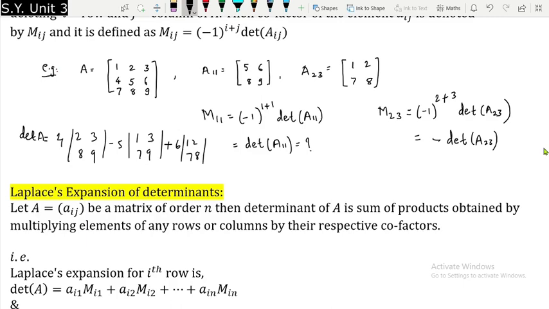I have deleted a second row and third column. So you do the calculations and you'll get the same answer. So now here I have used the second row in order to find the determinant. Similarly, you can use third row also. And the fact is, not only row, but you can use any column to find determinant.